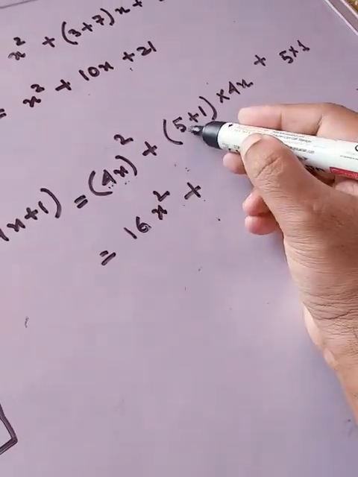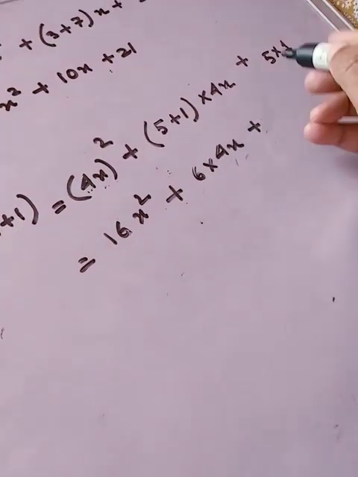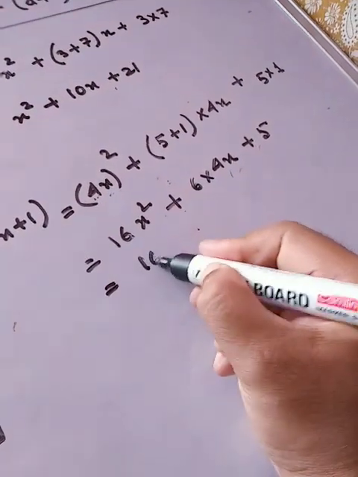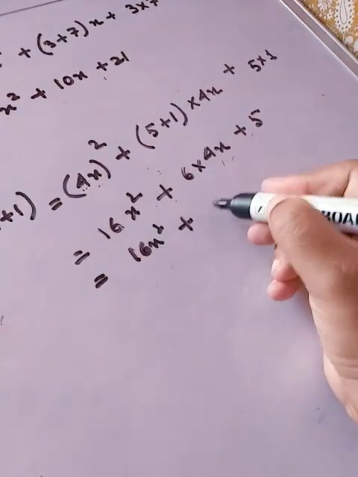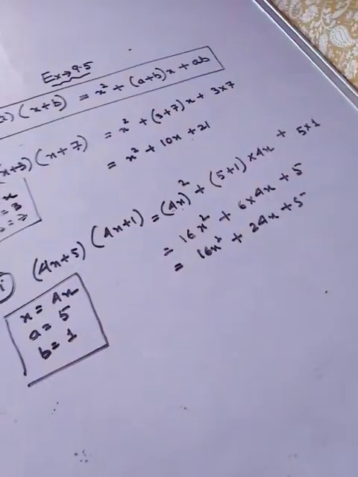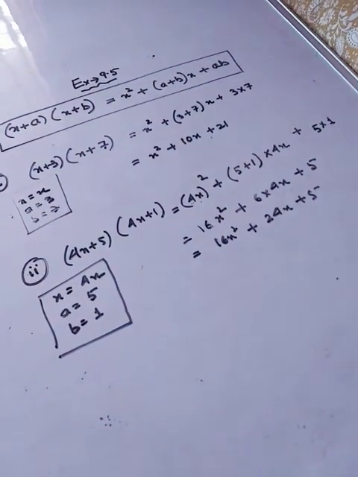Now solve the bracket. 5 plus 1 is 6. 6 into 4x. 5 ones are 5. Now finally we'll solve this one and we'll get the answer. 6 4s are 24x plus 5. So this is your solution of sum number 2.